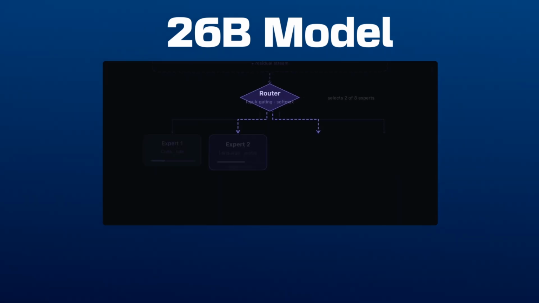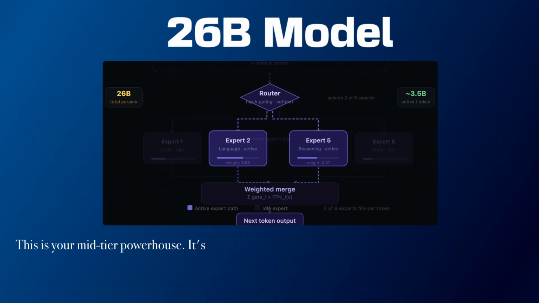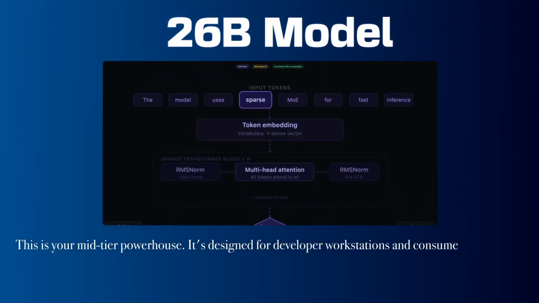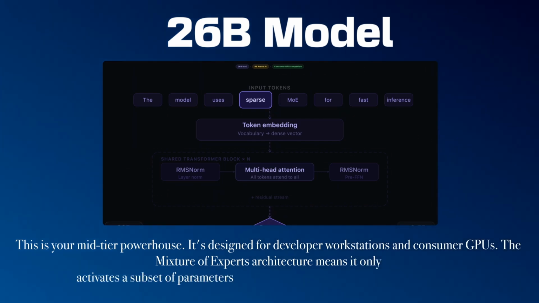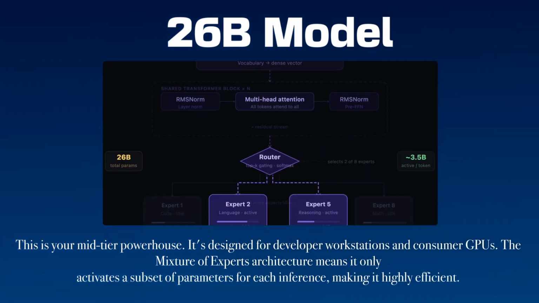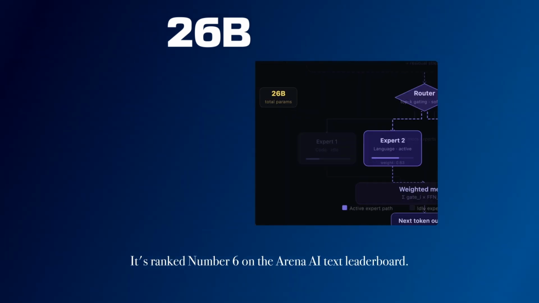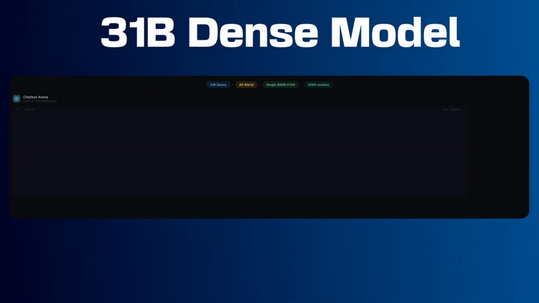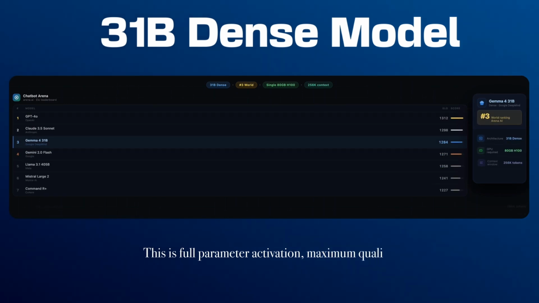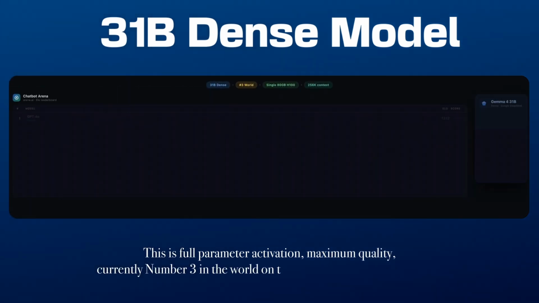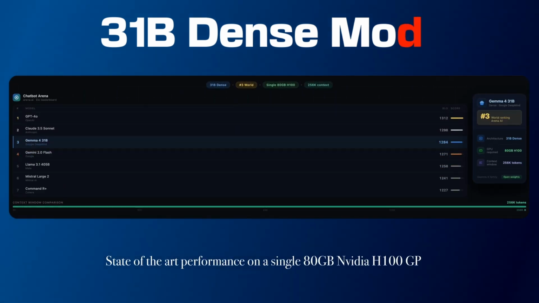Moving up, the 26B mixture of experts model. This is your mid-tier powerhouse. It's designed for developer workstations and consumer GPUs. The mixture of experts architecture means it only activates a subset of parameters for each inference, making it highly efficient. It ranked number 6 on the Arena AI text leaderboard. And at the top, the crown jewel, 31B dense. This is full parameter activation, maximum quality, currently number 3 in the world on the open model text leaderboard. State-of-the-art performance on a single 80GB NVIDIA H100 GPU.